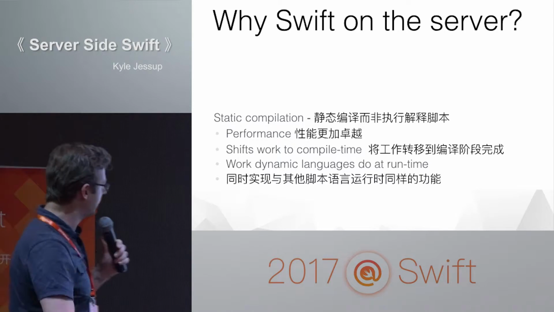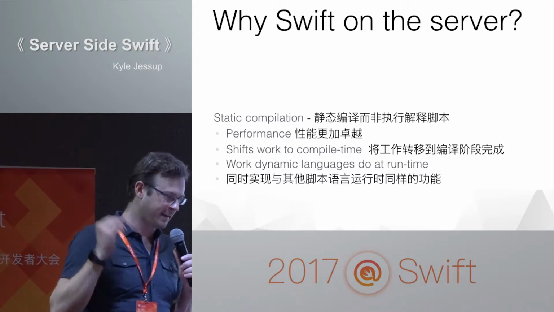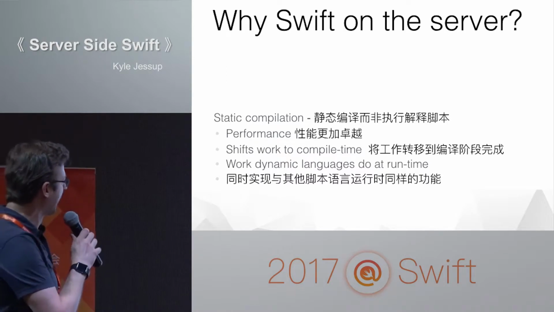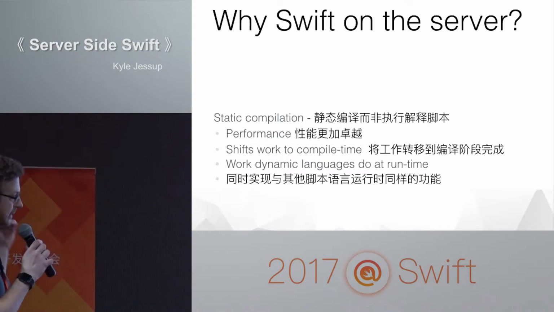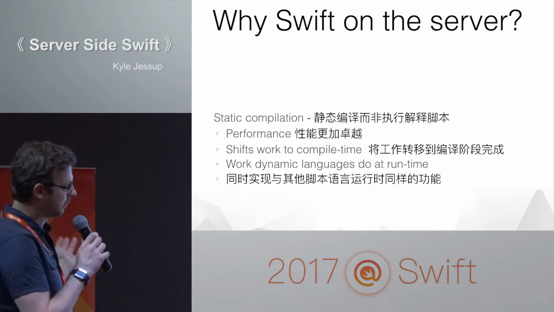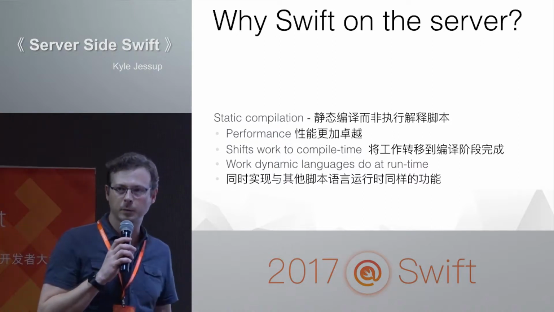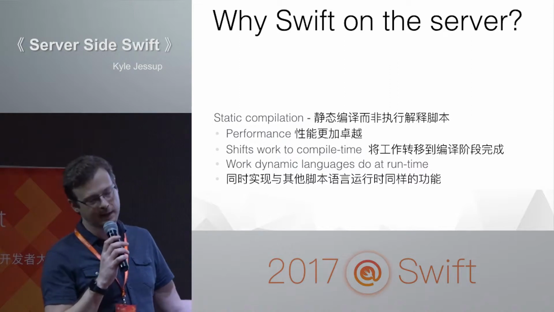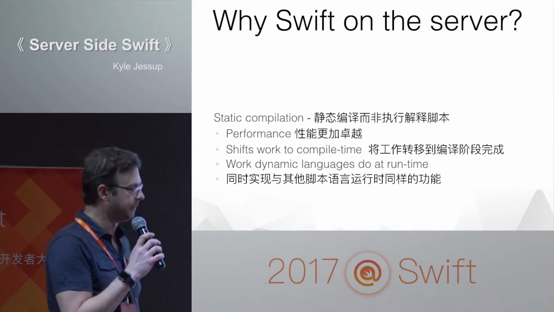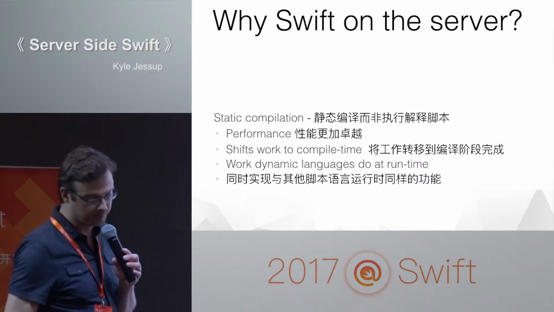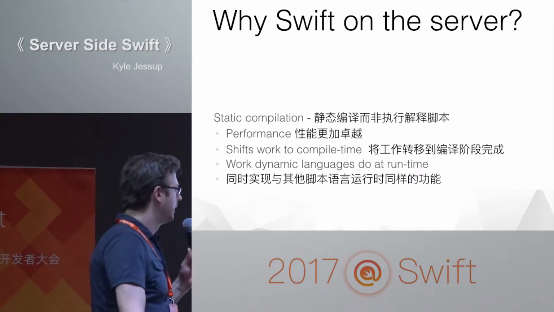So then you have a very fast language that's done as much of the work at compile time as it possibly can. And this is work that dynamic languages do at runtime. And that's part of the reason why Swift can be so much more performant than more dynamic languages, for example, Ruby, Python, things like that, which are commonly used on the server.